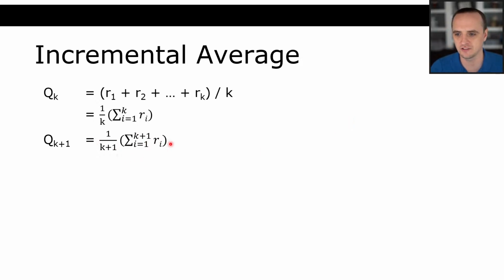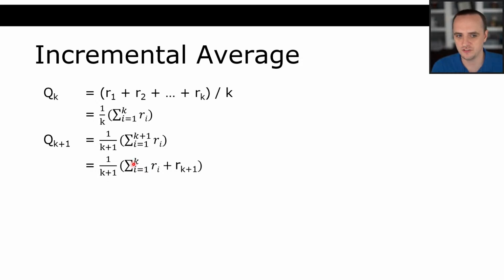So let's expand this a little bit. Right now on this line, we're summing from i equals 1 to k plus 1. But what we're going to do is take the k plus 1 term out of this summation and just put it on its own. So we've taken our k plus 1 term and put it on its own, and now we've got the summation from i equals 1 to k. So you can kind of see where we're going with this now.